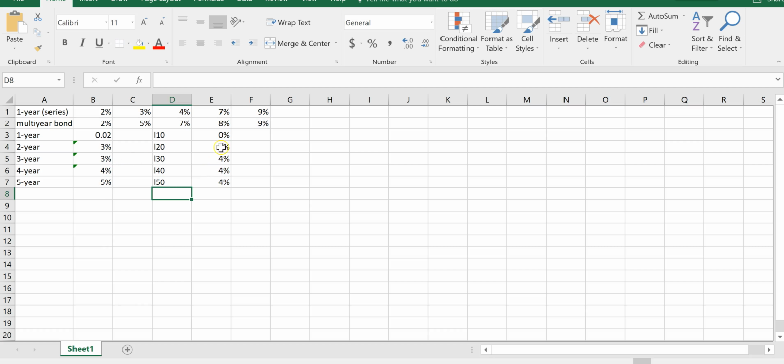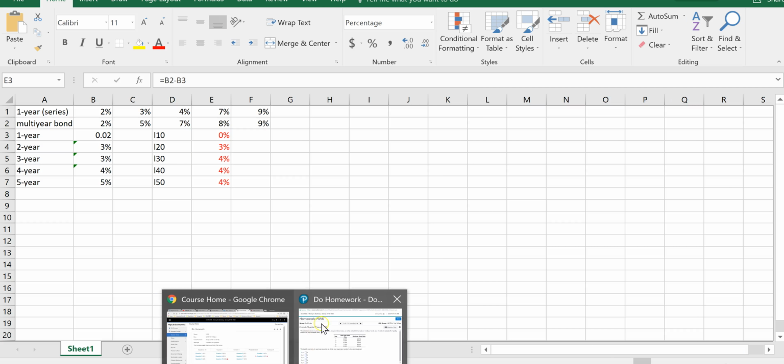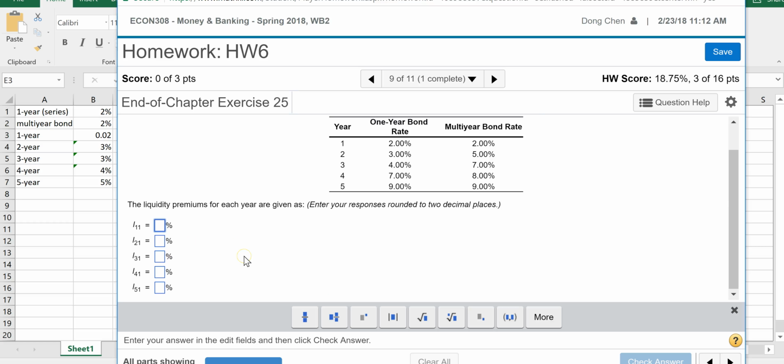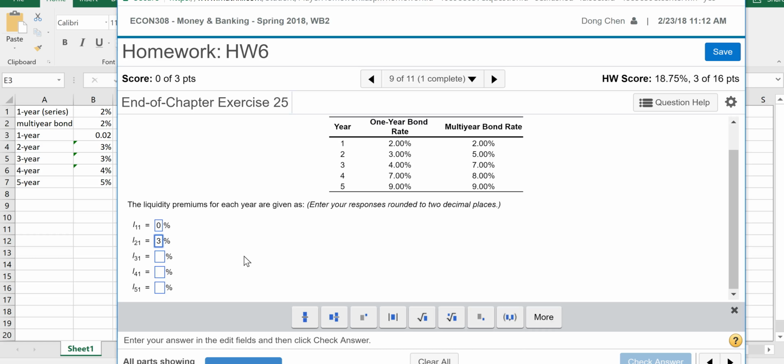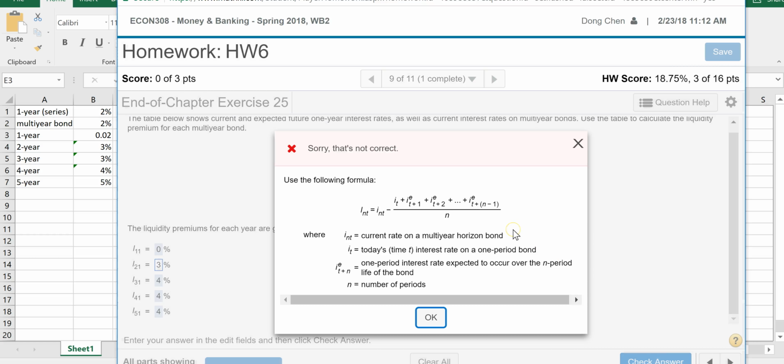So now we can just copy these numbers. These are what we need: 0%, 3%, 4%, 4%, 4%. Copy these numbers into these blanks: 0%, 3%, 4%, 4%, and 4%. Check my answer.